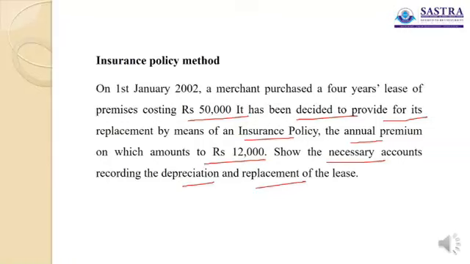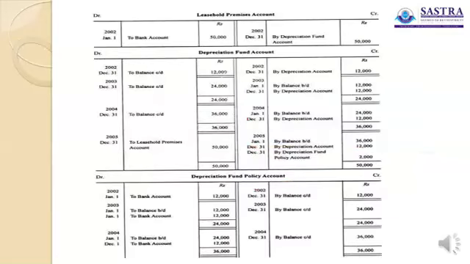After the number of years of lease comes to an end, the insurance amount will be utilized for the purpose of the lease that should have been closed, as well as for subsequent benefits. In such a case, the calculation is as follows. According to the entries passed, the leasehold premises account is opened, the depreciation fund account is opened, and the depreciation fund policy account is also opened. The lease comes in and the bank account goes out, 50,000. This is the first entry.